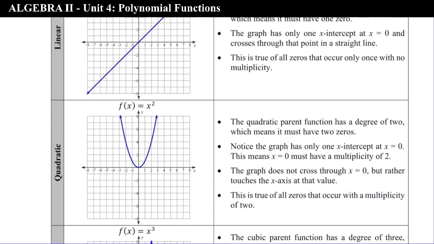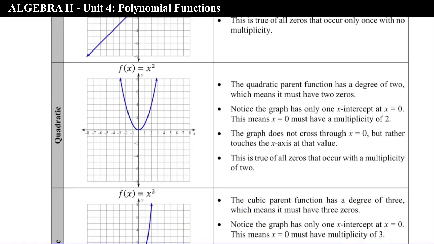Well, let's talk about a quadratic function where we have x squared. A quadratic parent function has a degree of 2, which means it must have two zeros. But notice on this graph we only have one x-intercept, and that's at x equals 0. This means that x equals 0 must have a multiplicity of 2. At this point, we actually have two answers. Okay? Think about it this way. If we had x squared equals 0 and we took the square root of each side, we would have x equals 0 as our solution.